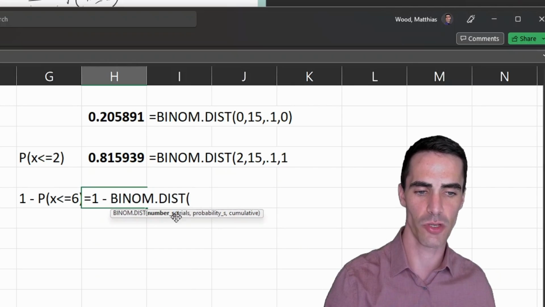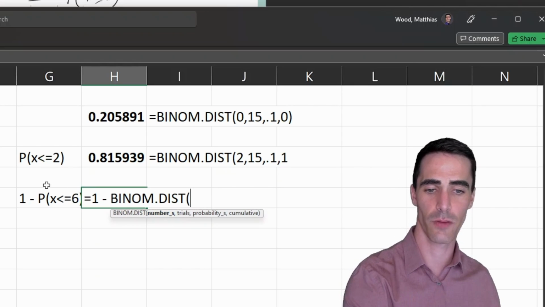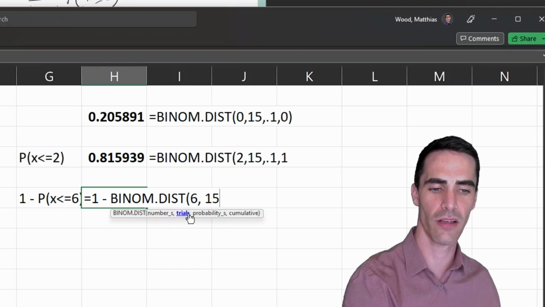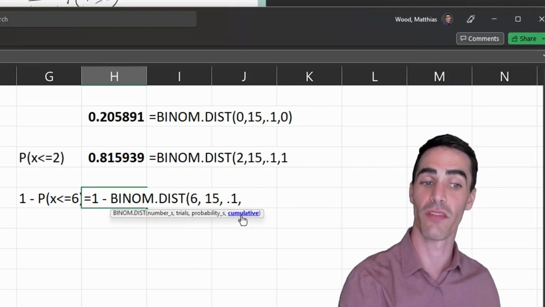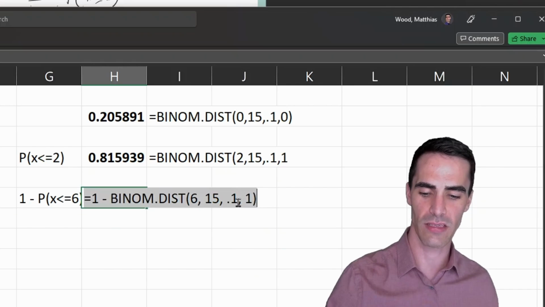Type in binomial distribution. Number of successes, that refers to only this probability we're computing: 6. Number of trials is 15. Probability of success 0.1. And lastly, this is cumulative. We have less than or equal to, so I'll write a 1 for my last input.